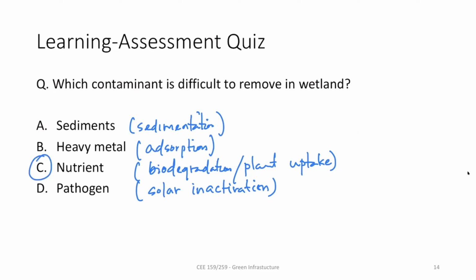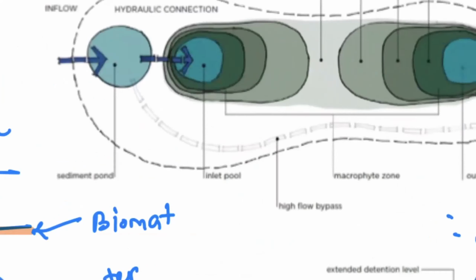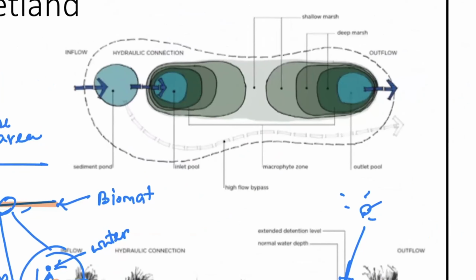So let me tell you why. Let's go back to the graph here. If you see, sediments are removed in what's called the sedimentation pond. That means it's designed to remove sediments, right? So that is removed here. Adsorption basically can occur if metals can stick with any materials.